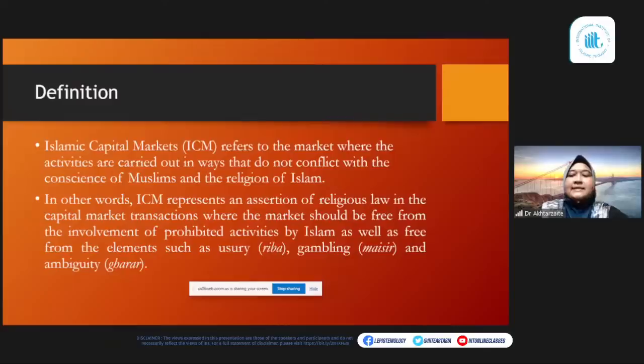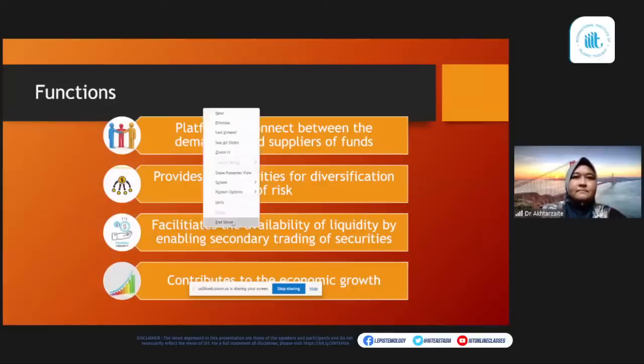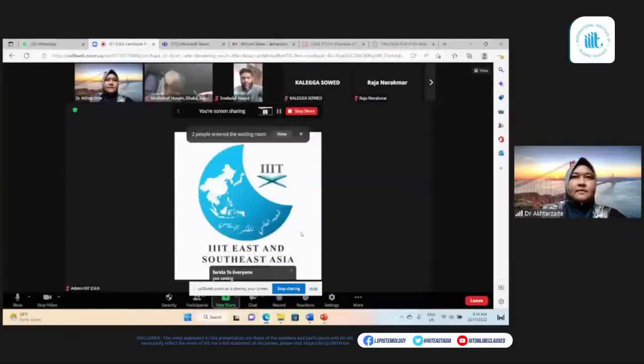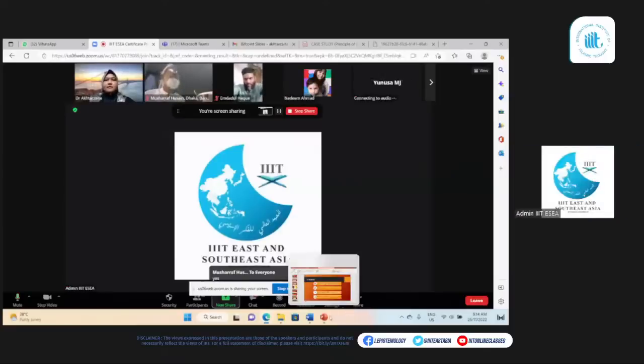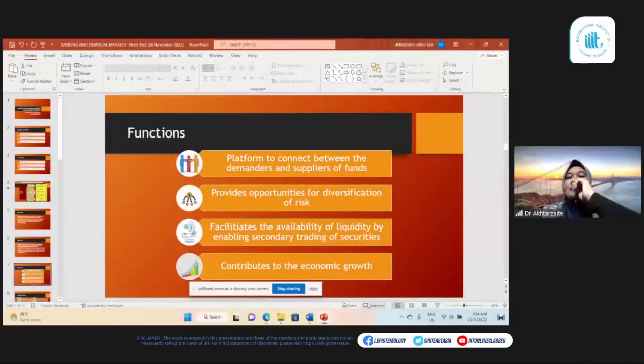Okay, I hope the slide is moving. Then we go to the functions. Are you seeing the functions now? Sister, can we see the slide now? I hope that you are seeing the slide, sister. No, I'm not sharing. Let me check. Now, can you see the functions?